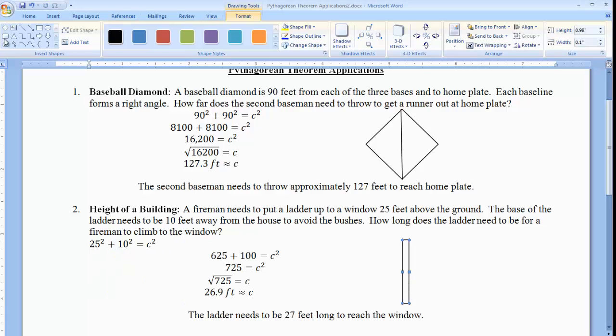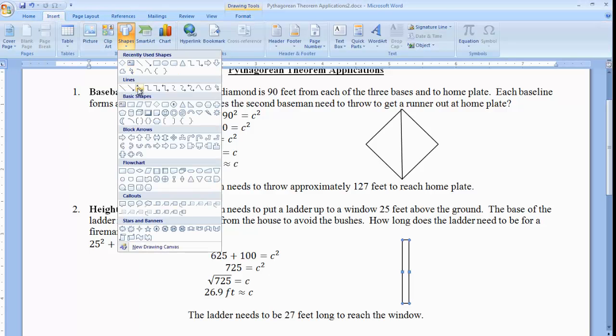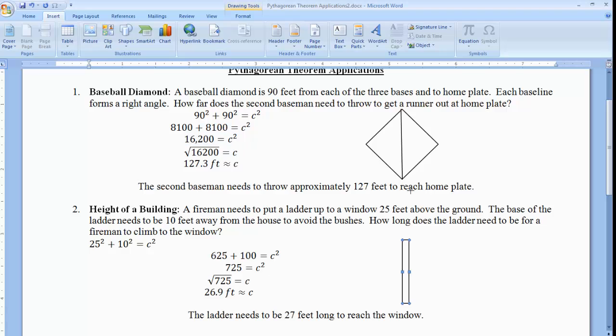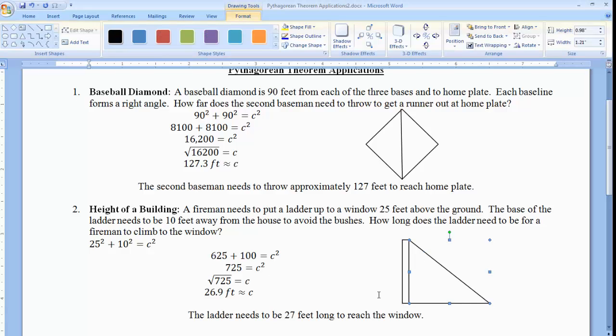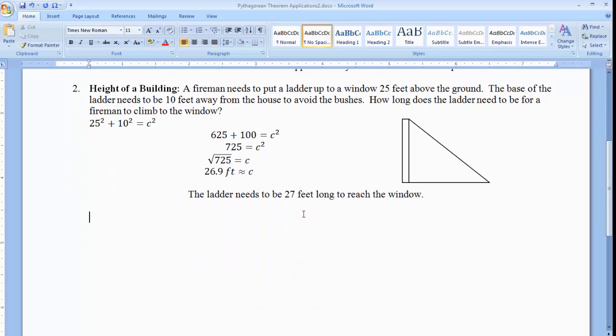And then we're going to insert a right triangle to represent the ladder leaning against the house. And there you have our diagram. Now we're going to continue on with our ordered list and create our final word problem.